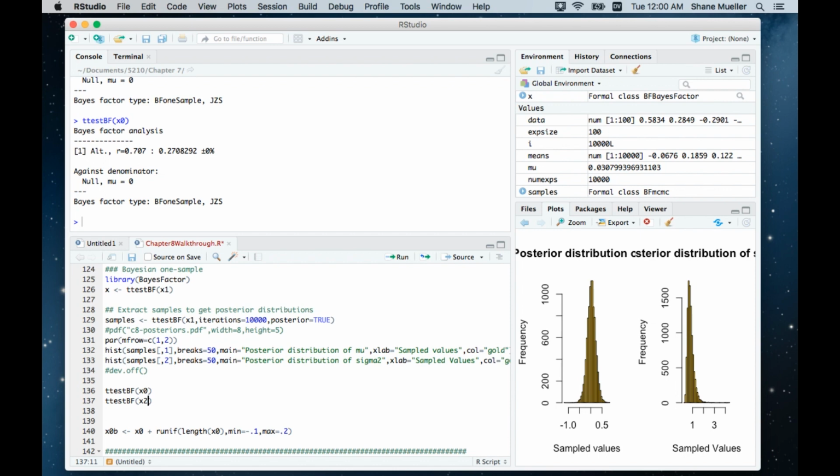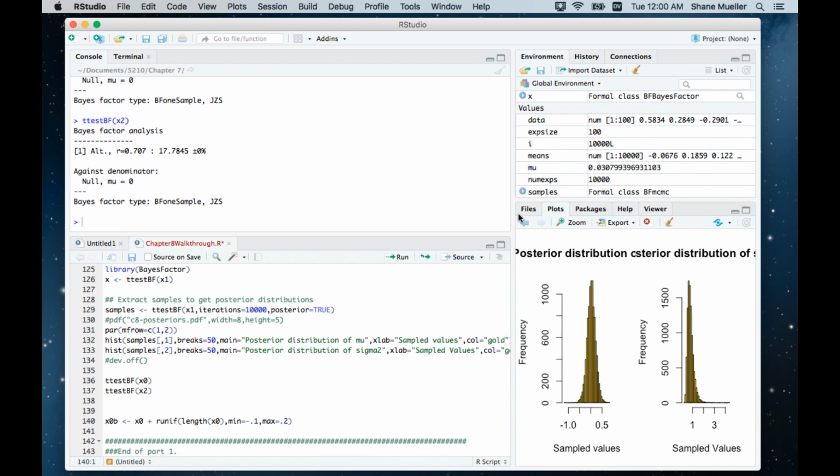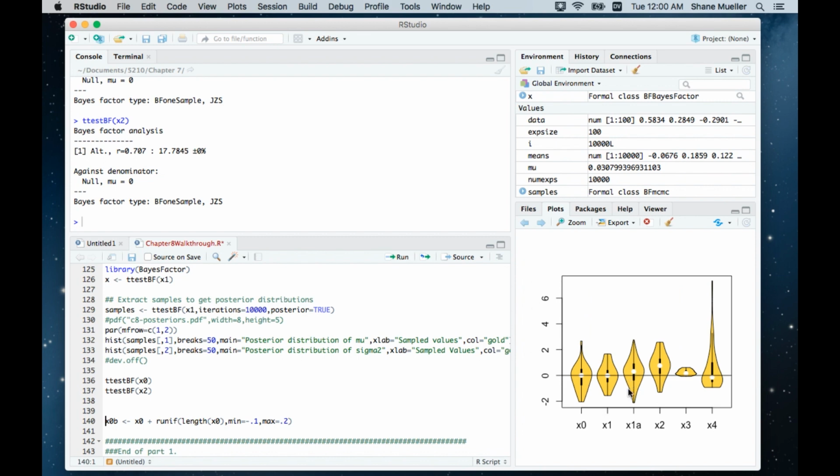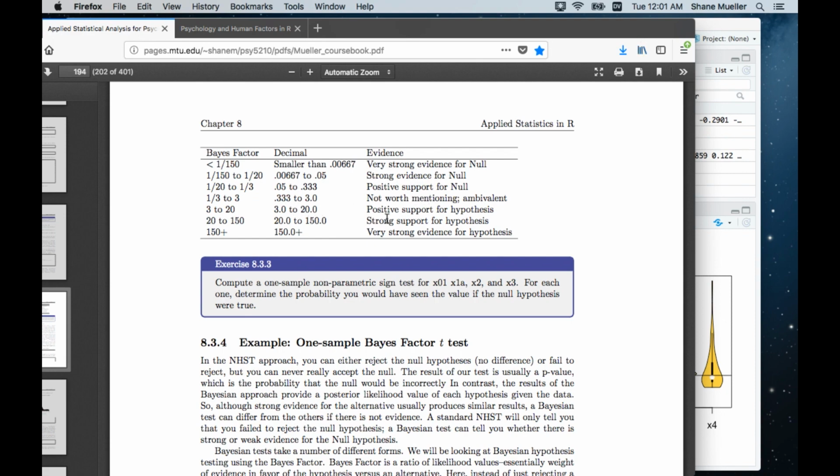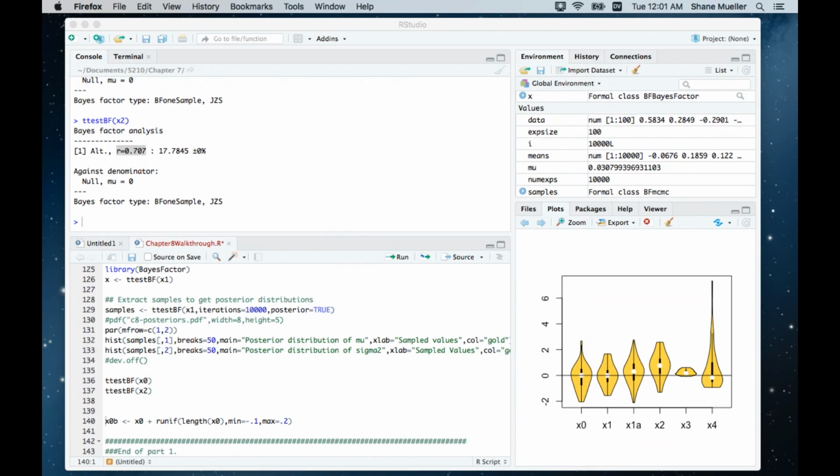Here is x2. If we go back, let's just go back to here. x2 has many observations, and now we see the Bayes factor. Again, this is always going to be 0.7 because that's an assumption that we could actually set, but it's very large. It's bigger than 3. If we look at our table, it's actually close to 20. It's almost strong support for the hypothesis. It's not quite there. So this would be reasonably strong support for the hypothesis.